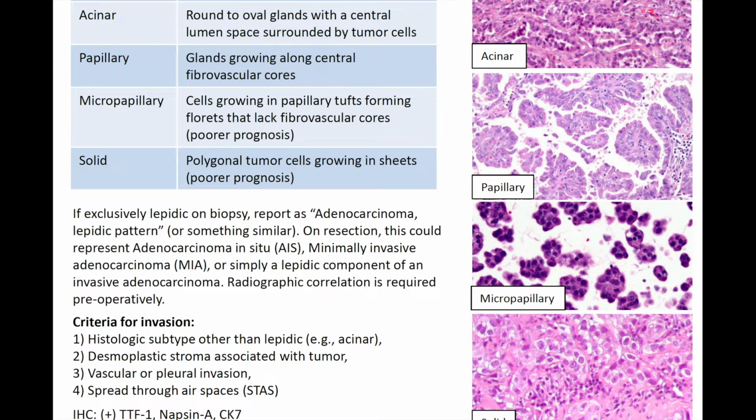So IHC for lung adenocarcinoma, it's going to be positive for TTF1, napsin A, and CK7. So at our institution, or my institution that I train at, as well as Dr. Wong, my colleague and co-founder of Pathagonia, we have a dual stain of TTF1 and napsin that can often be used if we're trying to determine if it's an adenocarcinoma or a squamous cell carcinoma.